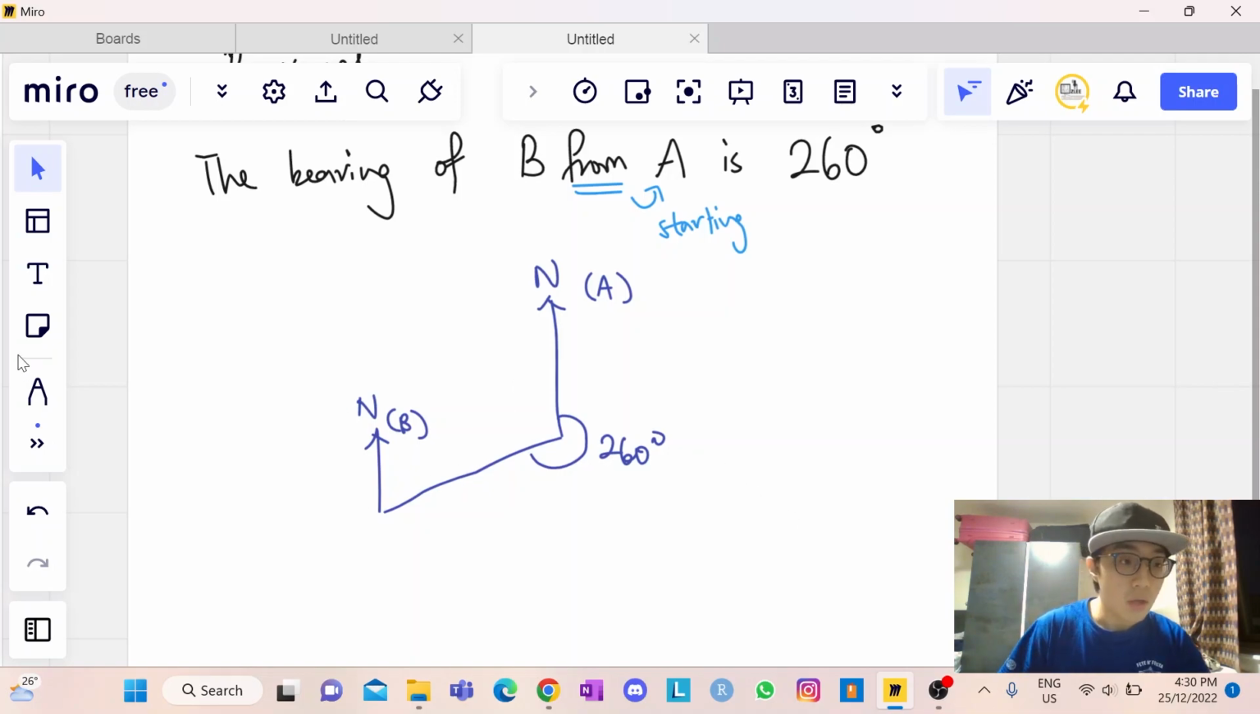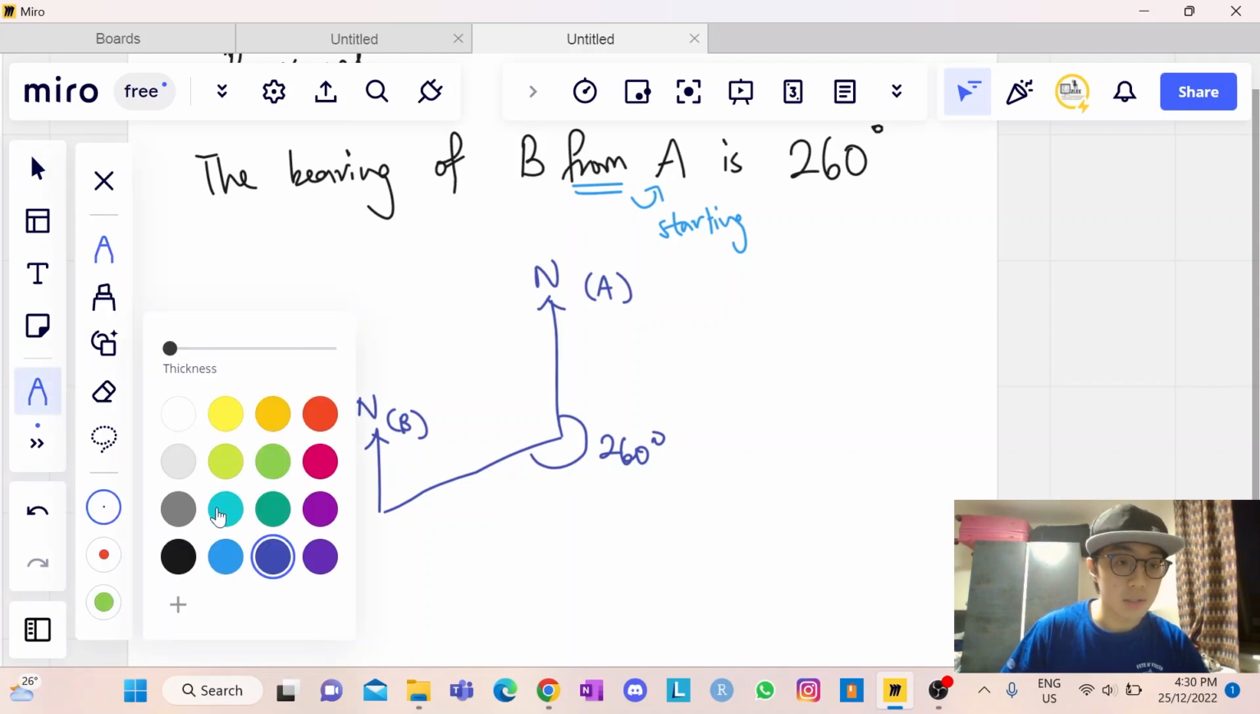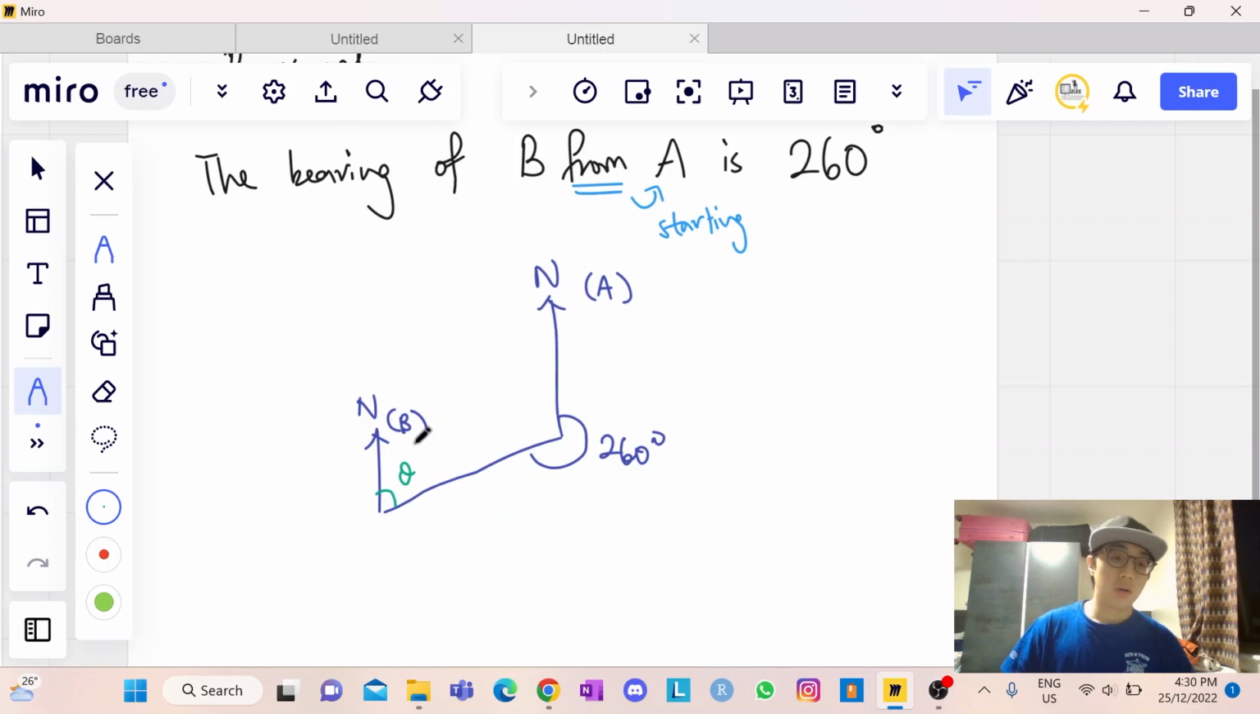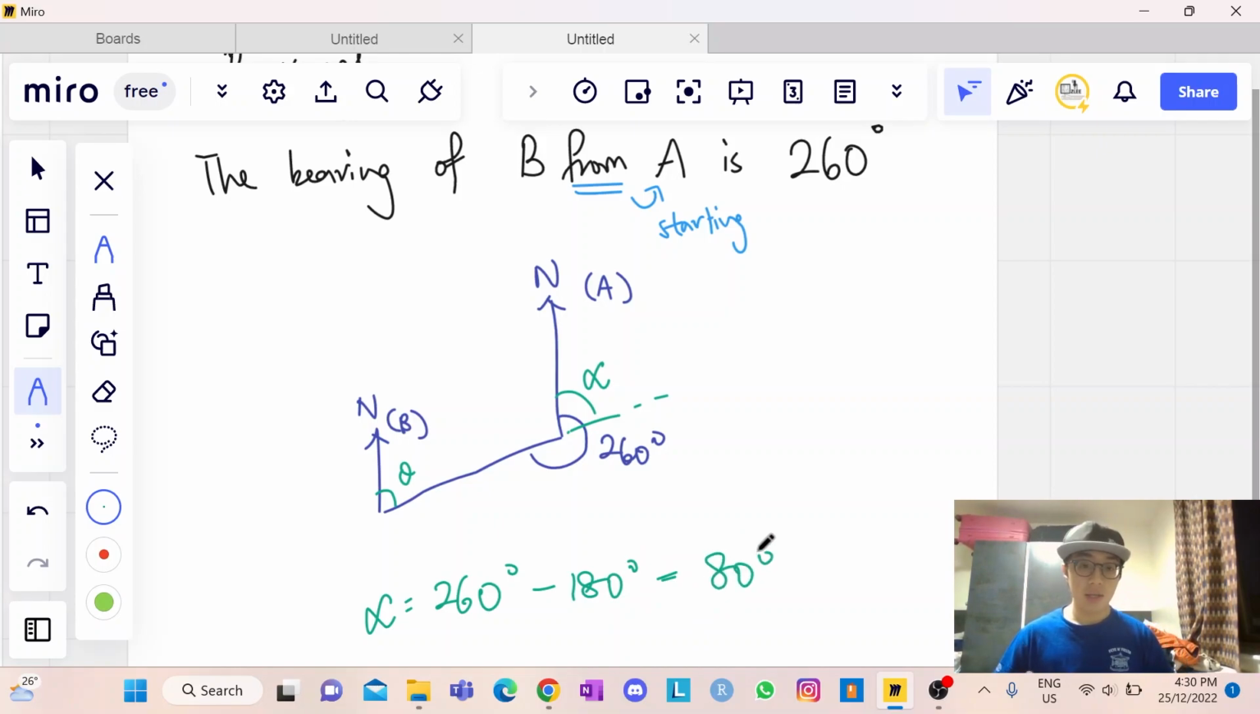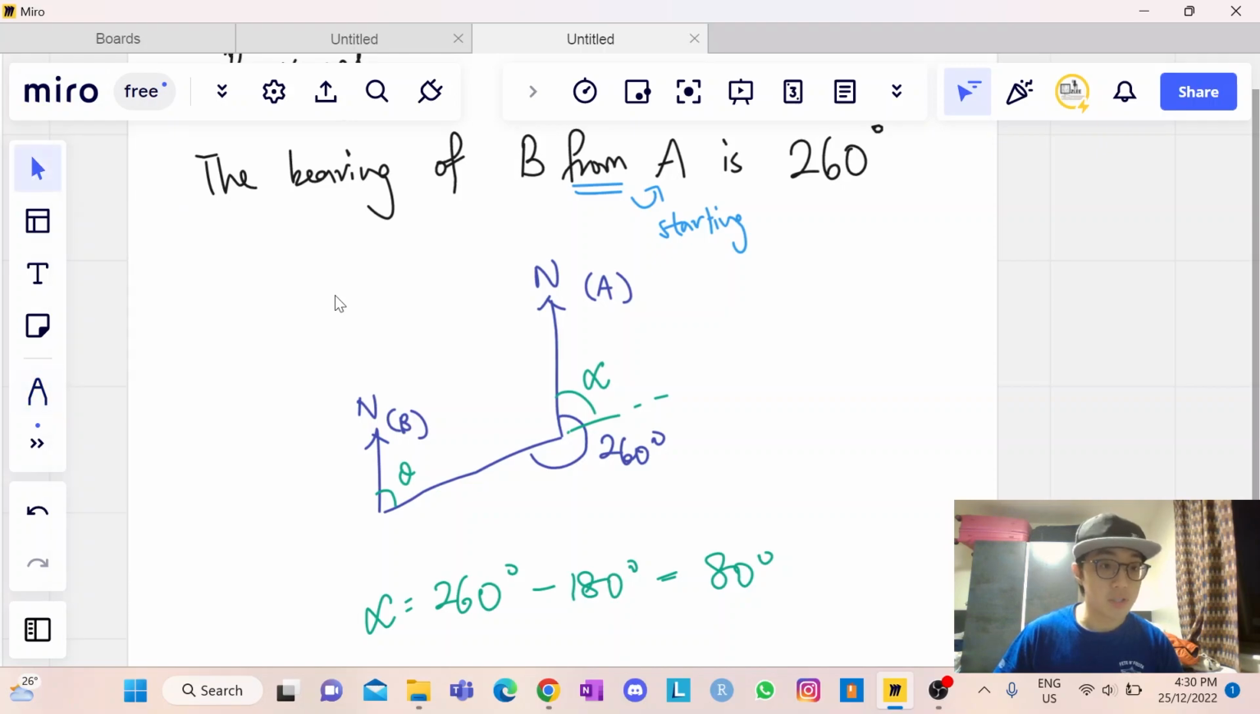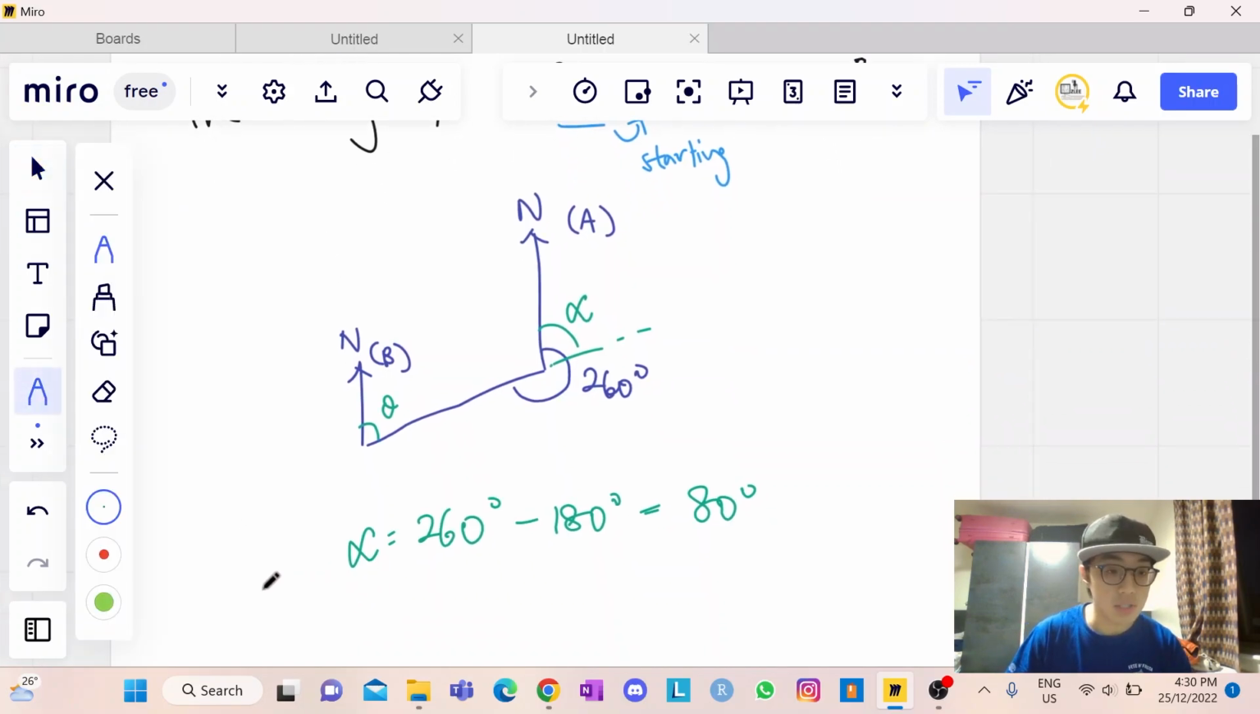So how do you calculate the angle right here? What is theta? There are a lot of ways that you can look for theta. Number one, you can extend this so that this is actually a straight line. So the angle alpha will be equal to 260 degrees minus the straight line 180 degrees. Therefore, this will give 80 degrees. From the previous video where we talked about corresponding angles, alpha is equal to 80 degrees and it's equal to theta due to corresponding angles.